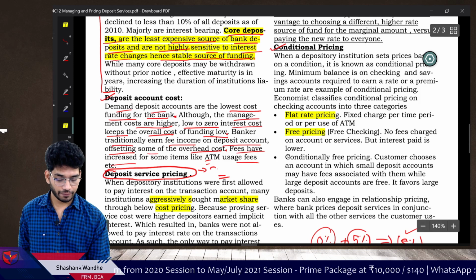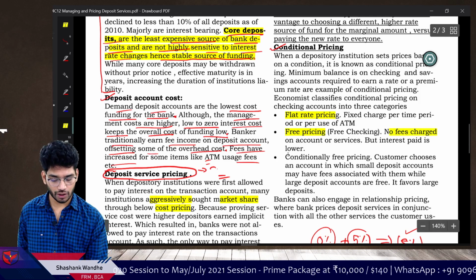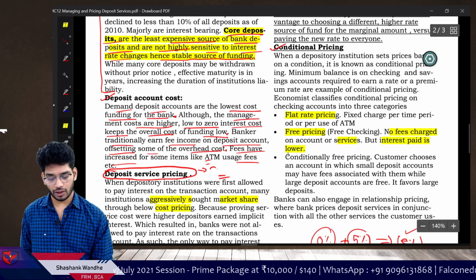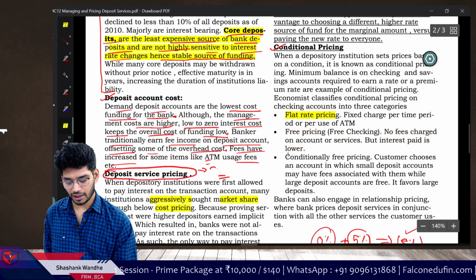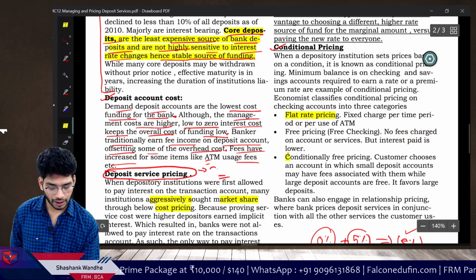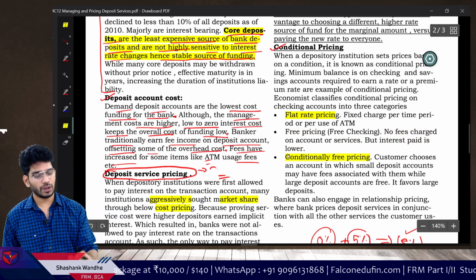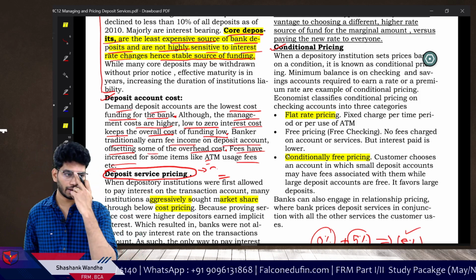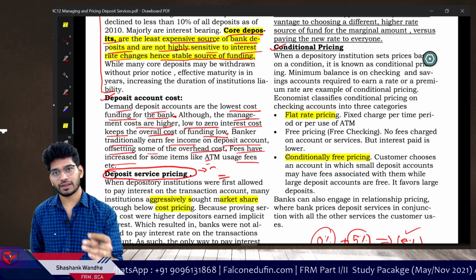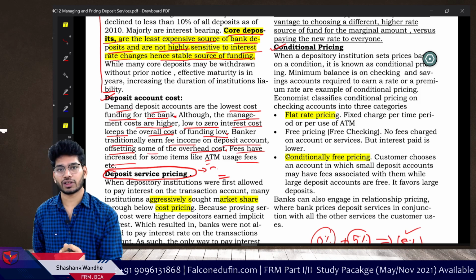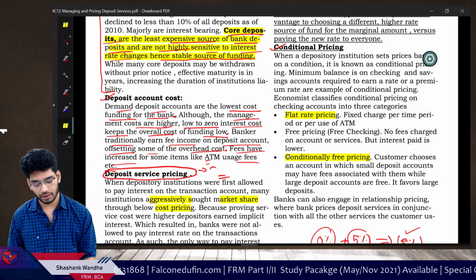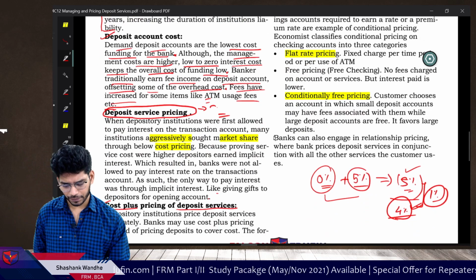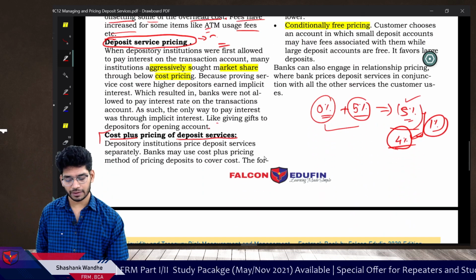Then free pricing, as in no fees is charged on the accounts, but interest paid is very low. Interest paid, as in interest paid on that saving account, is very low. Then conditionally free pricing. So you will look for the customer base. If you think that particular customer will give you a lot of business, then you will charge lesser transaction cost from him. Using this you will be able to produce nice business, nice revenue. So this is the meaning here, conditionally free pricing.